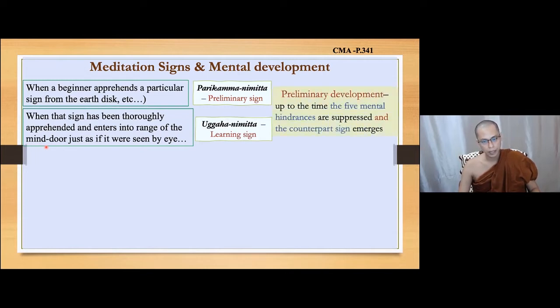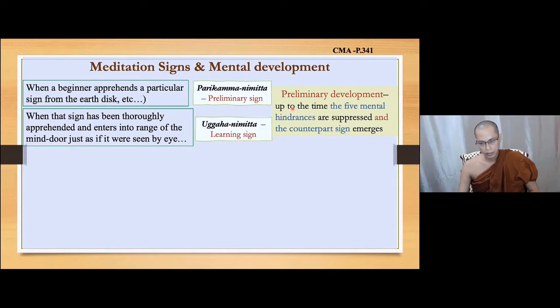Both Parikamma Nimitta and Uggaha Nimitta are taken by the preliminary development of the concentration and the mind arising at the stage of the preliminary development. At the beginning, it is the preliminary sign. And after some time, with the development of the mental practice, the meditation sign is promoted to the learning sign as it appears in the mind door.